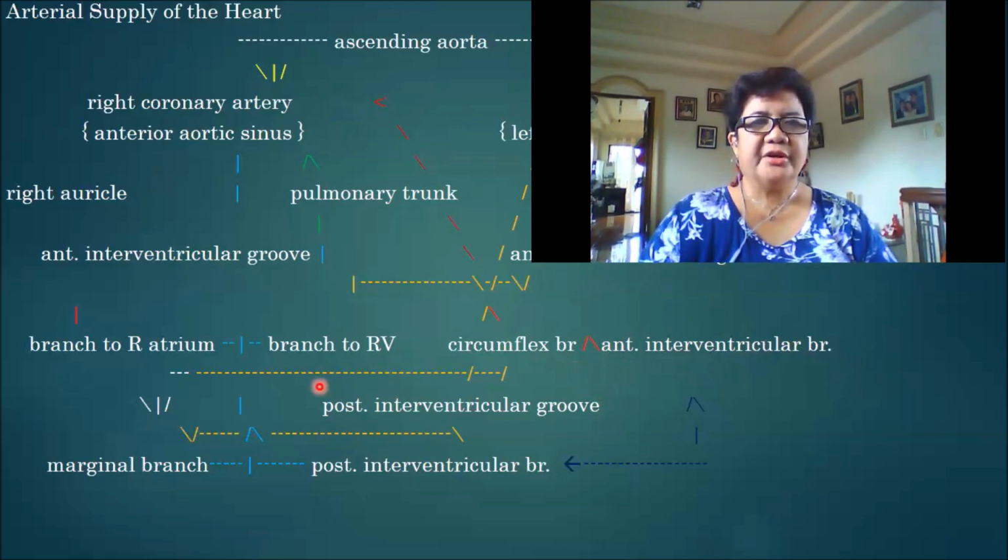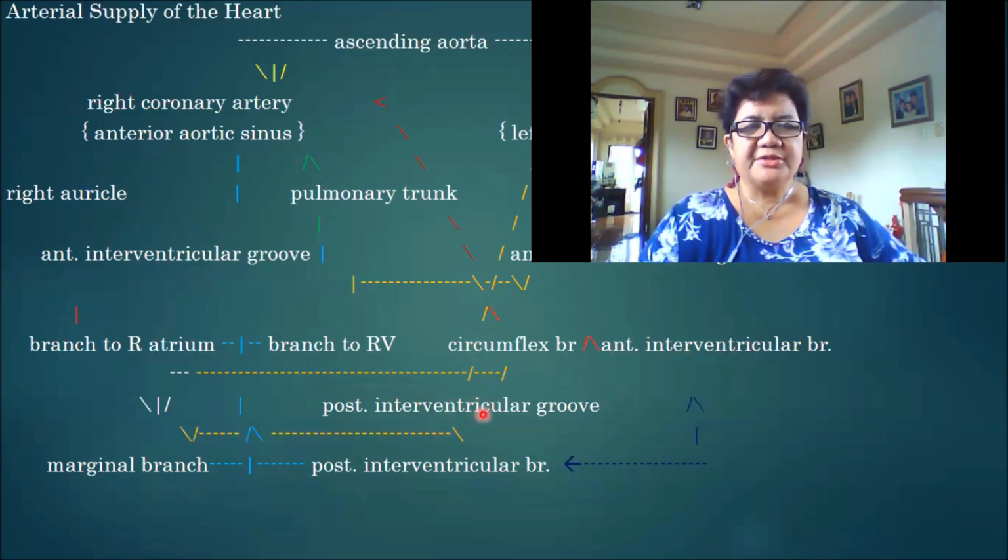That is, the circumflex branch and your anterior interventricular branch will branch out from your left coronary artery before going to the posterior interventricular groove. So these branches will go to the posterior interventricular groove.